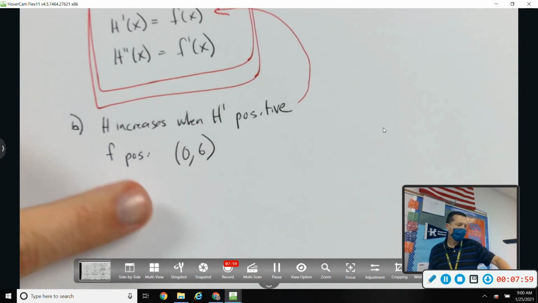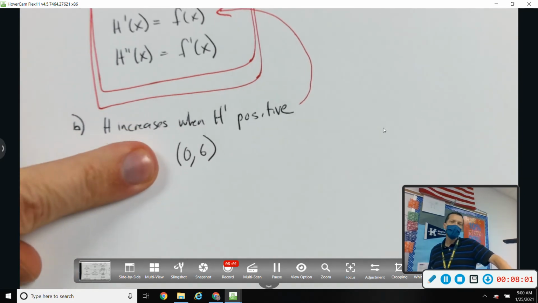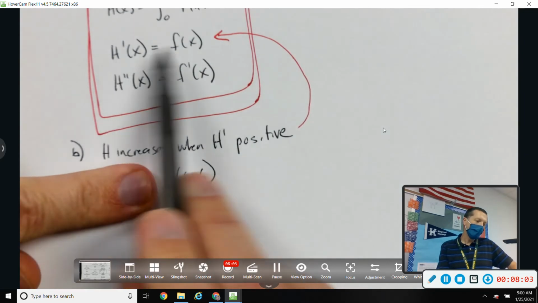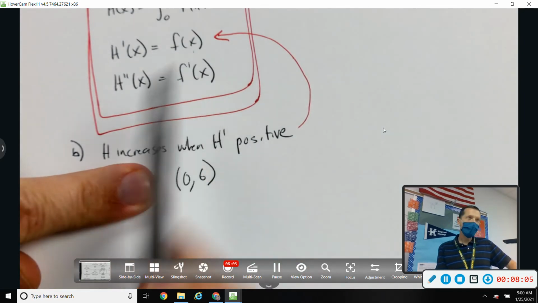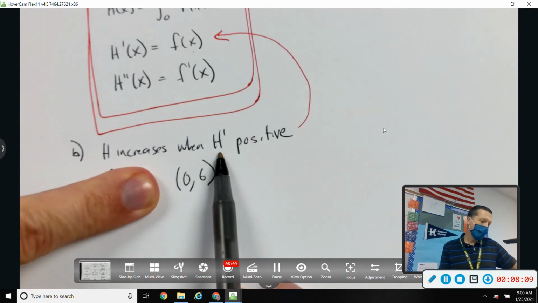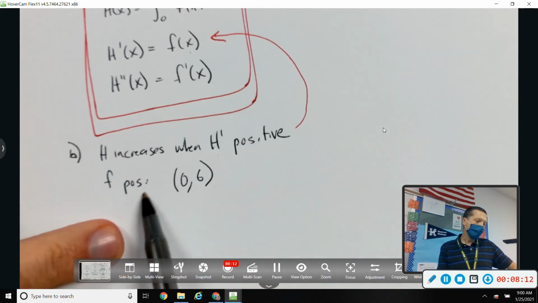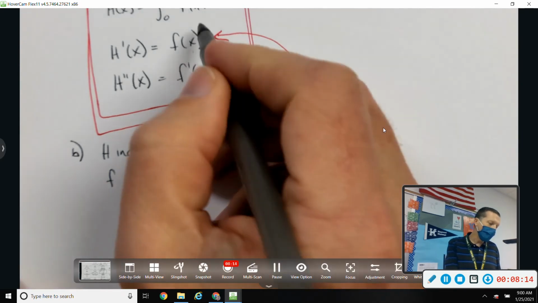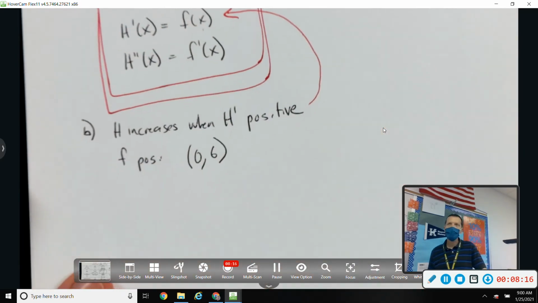In fact, I don't need to even say f is positive because I've already said that h prime and f are the same, which means I can now use those interchangeably. So some of you said when h prime is positive, some of you said when f is positive. Either one would be okay as long as you've got that statement in there somewhere.